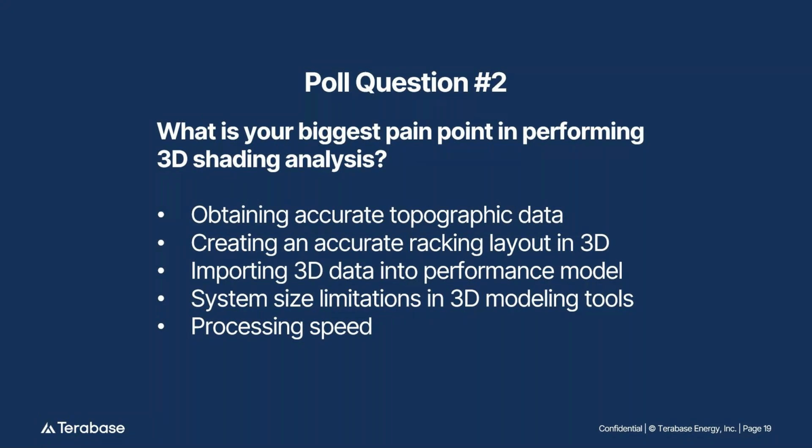Okay, and so it looks like things are pretty evenly distributed with maybe the leader, about 26%, creating an accurate racking layout in 3D. Also, similarly, 24% obtaining accurate topographic data, and then 15% importing 3D data into the performance model, 19% system size limitations in those tools, and then 17% is processing speed.